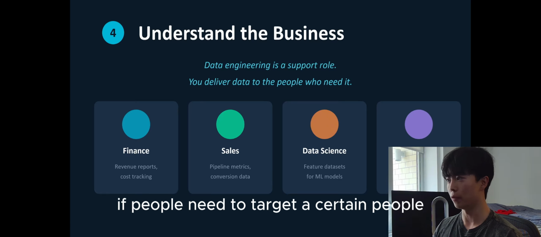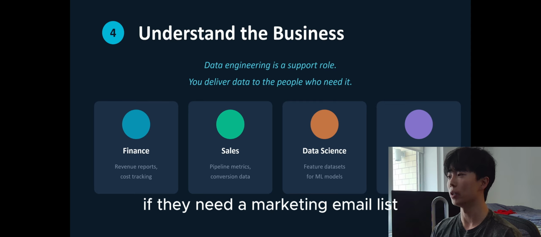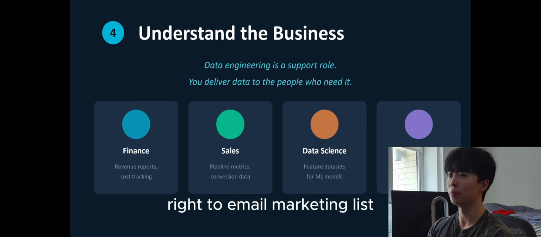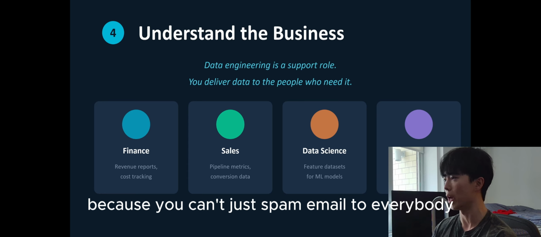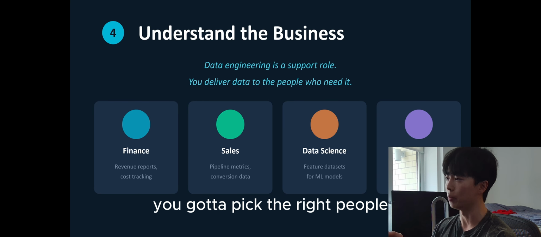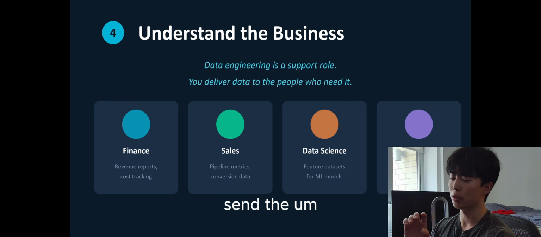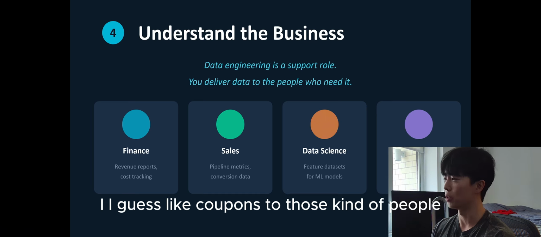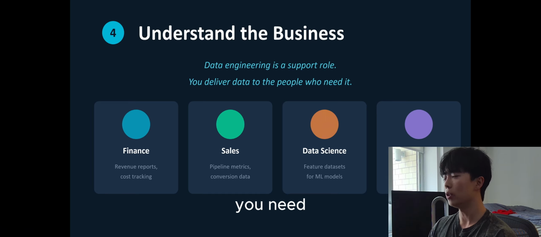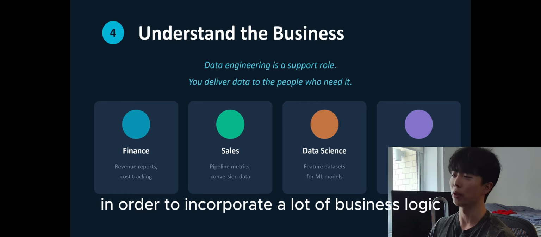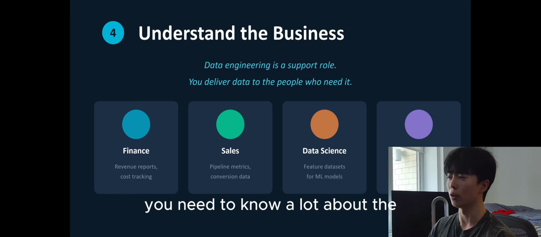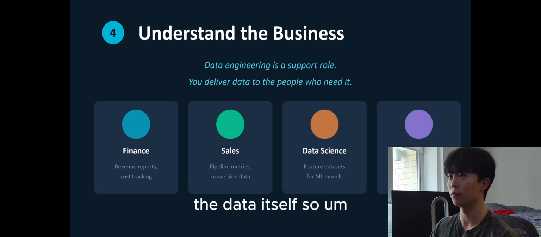If you think about it, if people need to target certain people, say a marketing email list to target the right people for marketing campaigns, because you can't just spam email to everybody. You've got to pick the right people and send, like, coupons to those kinds of people. You need to incorporate a lot of business logic. In order to incorporate a lot of business logic, you need to know a lot about the data itself.